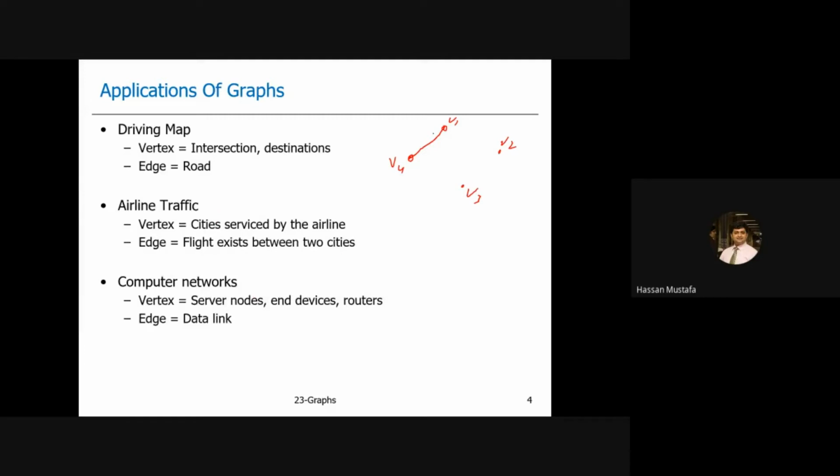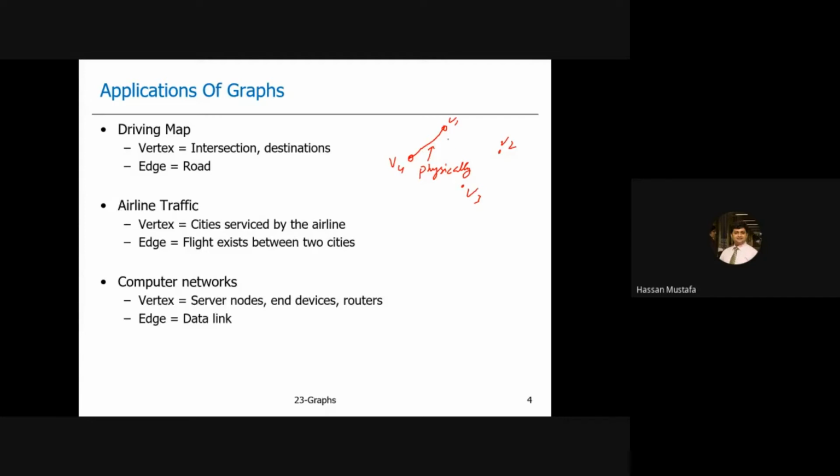For computer networks, these vertices can be some nodes. For example, if V1 and V4 can communicate with each other, then we have an edge between these two vertices. More specifically, if V1 and V4 are physically connected via a wire, then we actually draw an edge between V1 and V4.